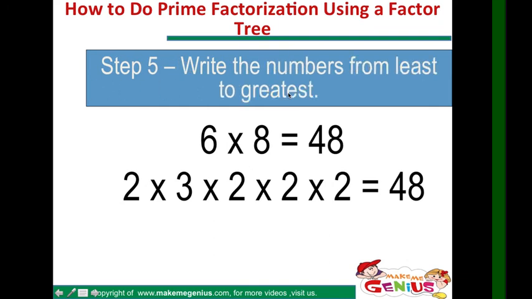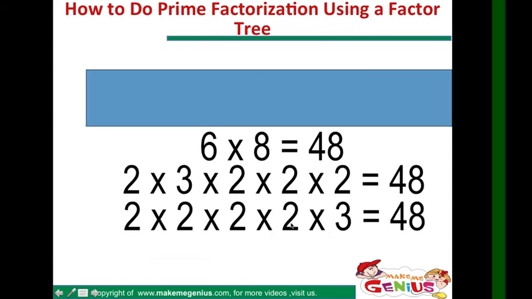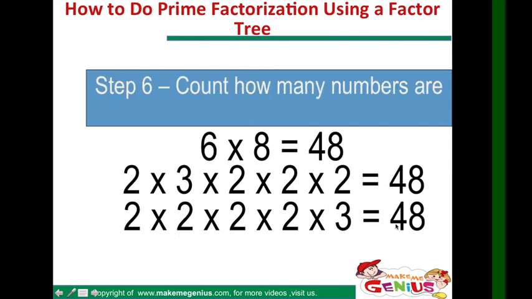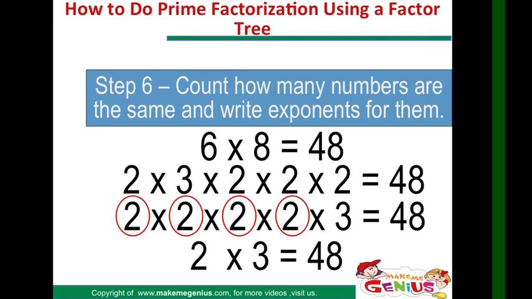Write the number from least to greatest. So, we will start with 2. So, 2, 2, 2, 2, and 3. Still, pag pinag-multiply mo yan, 48 pa rin ang makukuha natin. Count how many numbers are the same and write exponent for them. So, kung nakikita nyo, ilang 2 meron tayo sa ating mga nabuong prime from the composite number 48. So, mayroon tayong 4 na 2. So, maglalagay tayo ng 2 raised to 4 times meron tayong isang 3 equals 48.